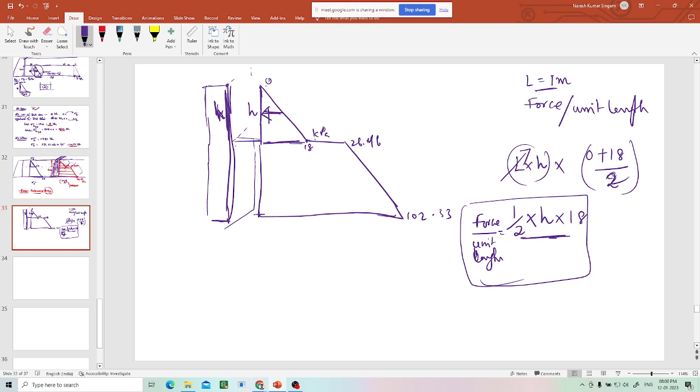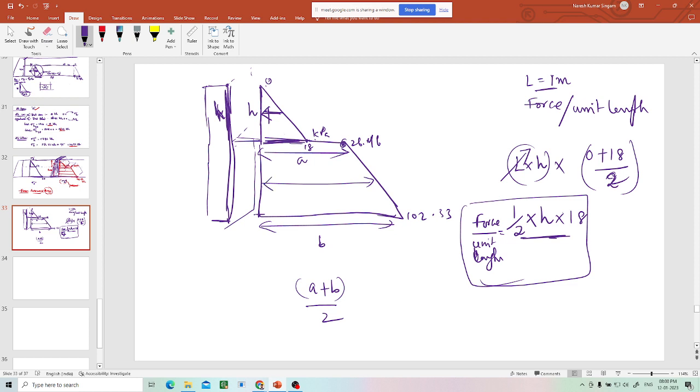In the same way, now what is the average pressure? So this is 26.46, this is 102 point something. Let us say this is A, this is B. So what is the average pressure? A plus B by 2. A plus B by 2 is the average pressure.